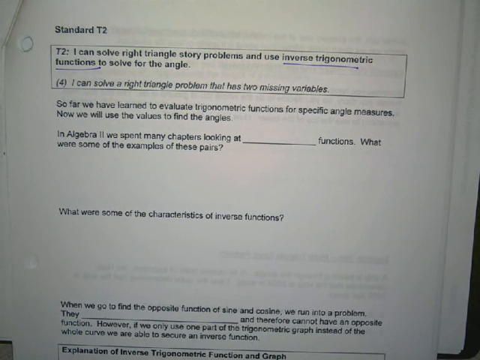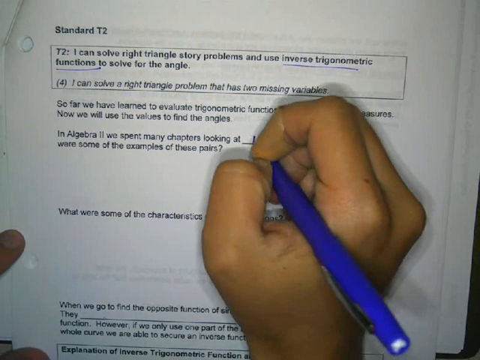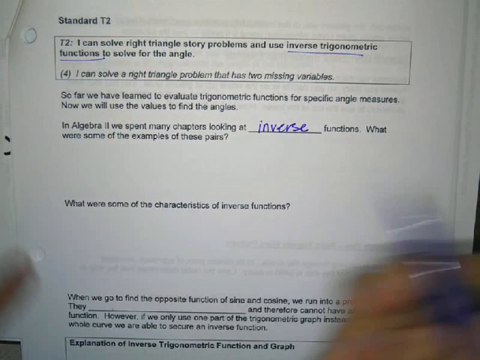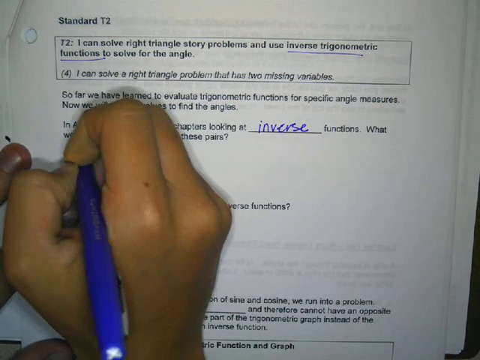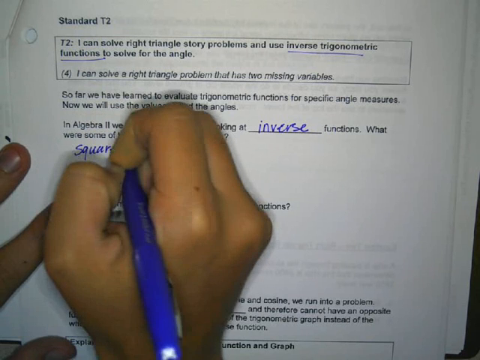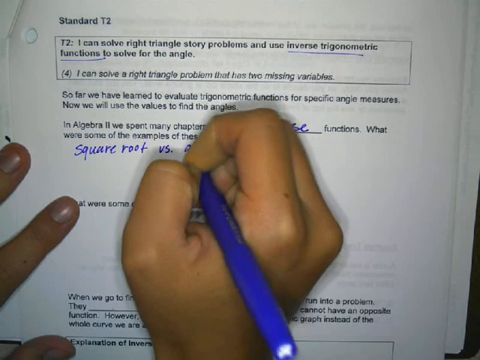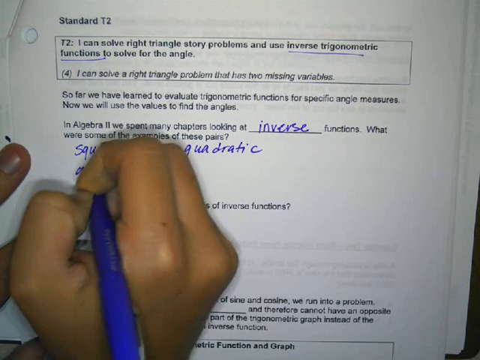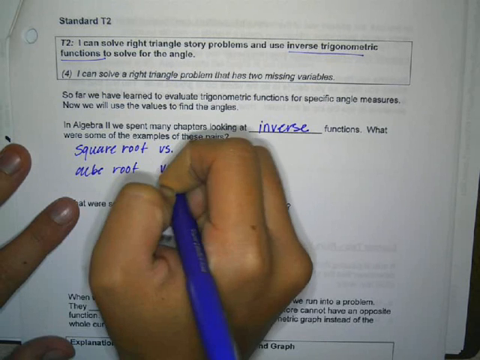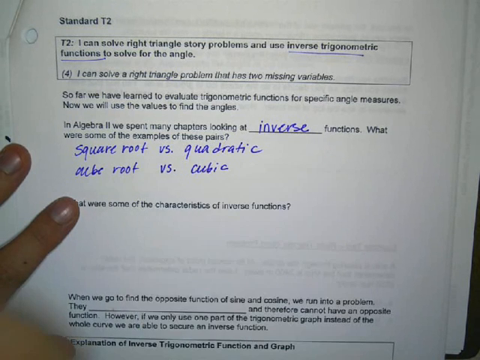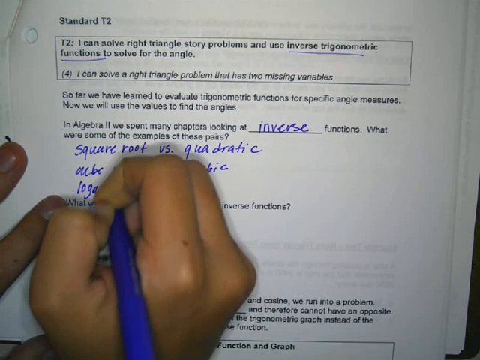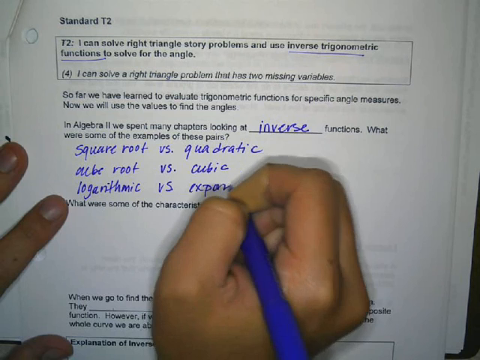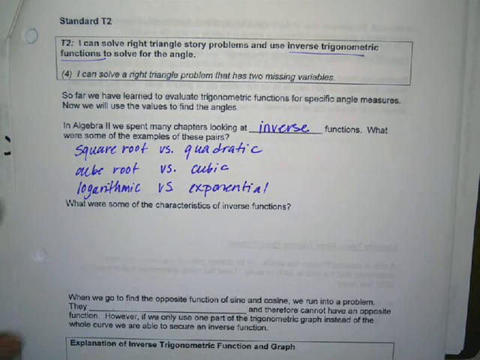In Algebra 2, we spent many chapters looking at inverse functions, and we've actually already talked about some of this. What were some of the examples? Well, we had square root paired with quadratic. Those are inverse functions. Along with that, cube root paired with cubic functions. We have logarithmic, which is the inverse of exponentials.